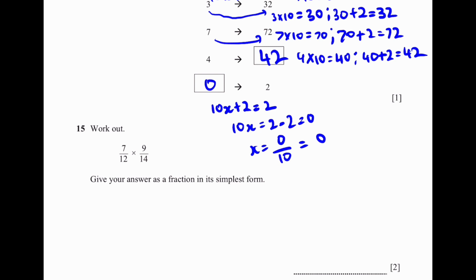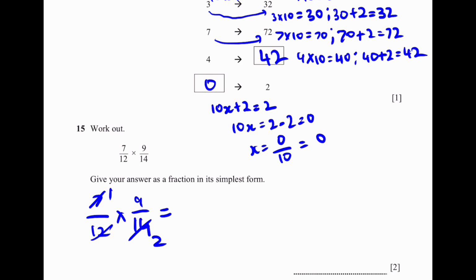Question 15. Work out 7/12 multiplied by 9/14. Give your answer as a fraction in its simplest form. So 7/12 multiplied by 9/14. Instead of actually multiplying the numbers right now, we can simplify it by cross dividing. So 14 divided by 7 is 2. 7 divided by 7 is 1. Note that this method only works when the numerator of one fraction and the denominator of the other fraction are divisible by the same number.